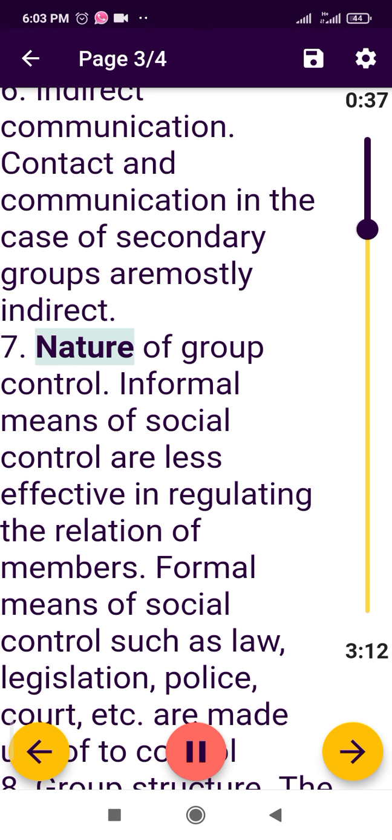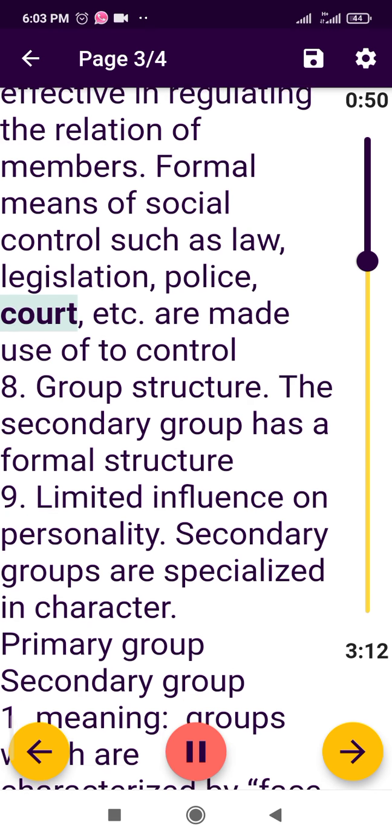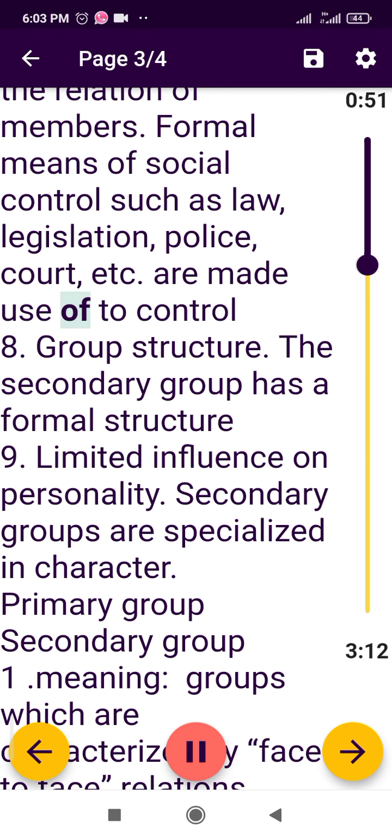7. Nature of group control. Informal means of social control are less effective in regulating the relation of members. Formal means of social control such as law, legislation, police, court, etc. are made use of to control. 8. Group structure. The secondary group has a formal structure. 9. Limited influence on personality. Secondary groups are specialized in character.